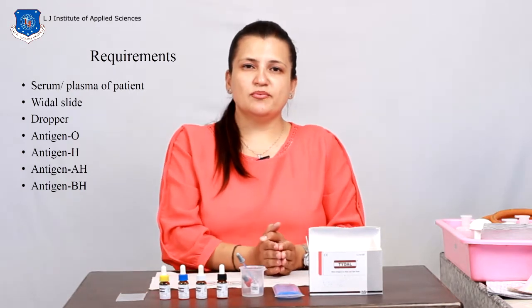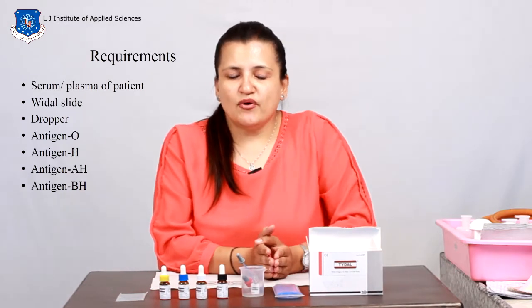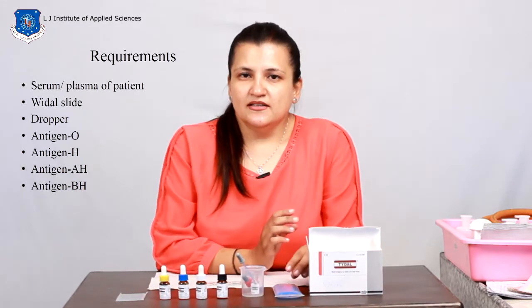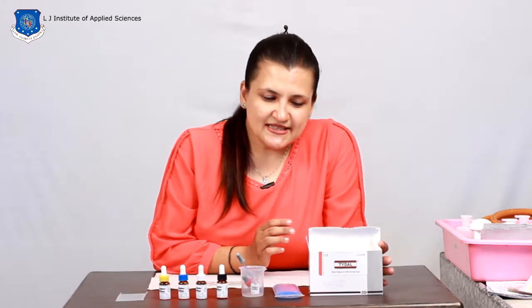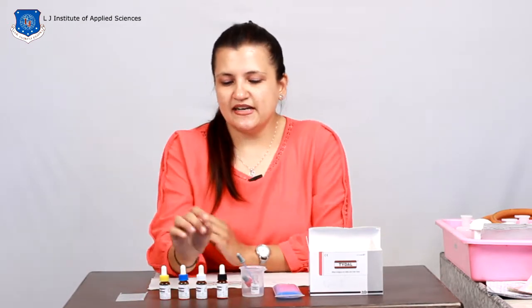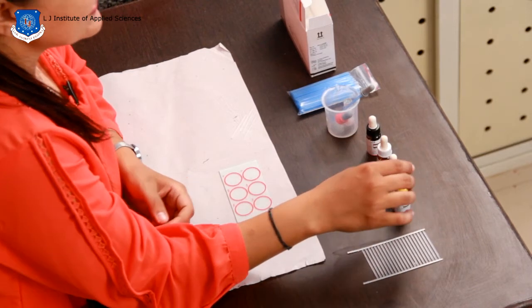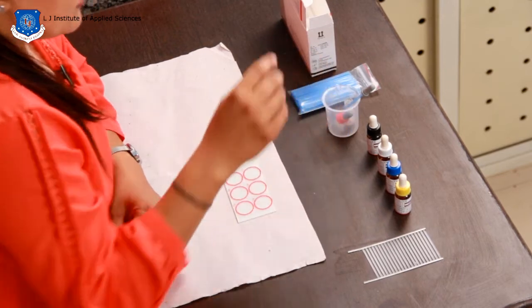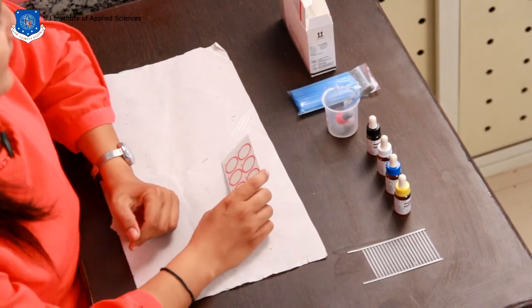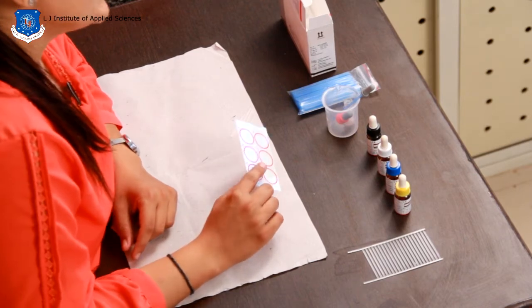We are going to perform the slide test by Dreyer's method. For that we require the commercially available Vidal slide test kit, containing antigen O, antigen H, antigen AH and antigen BH, and the serum sample. Also we require the glass slide that is available in the Vidal kit.